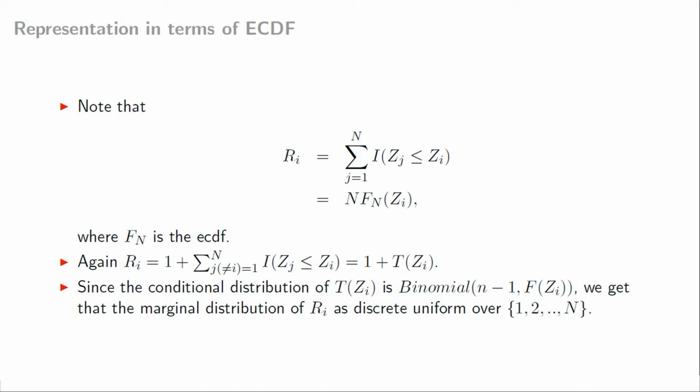Then we get that Ri can be represented as 1 plus T(Zi), where T(Zi) is a function of Zi. Since the conditional distribution of T(Zi) is binomial with parameters n-1 and F(Zi), we get that the marginal distribution of Ri is discrete uniform over 1 to n.